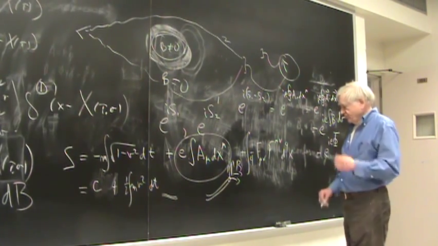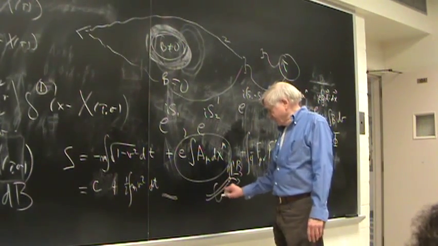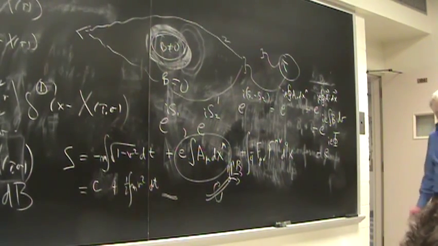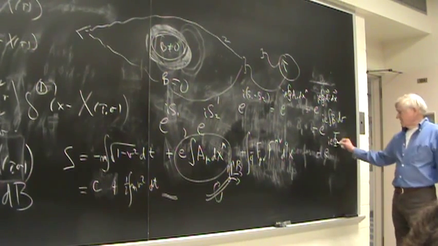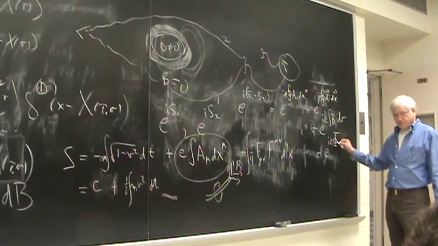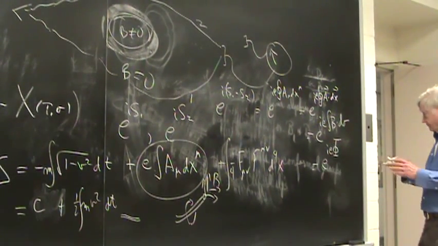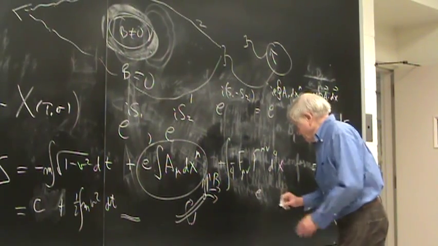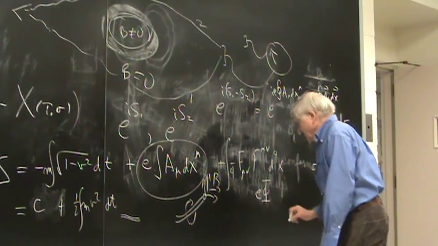Well, what you'd do would be you'd arrange it so that you couldn't use the Aharonov-Bohm effect to detect the solenoid. In other words, what you want is that the flux coming through would be such that it would satisfy, in other words, you want e phi to be 2 pi n.